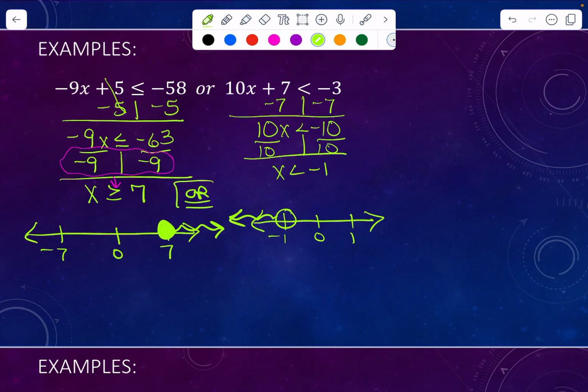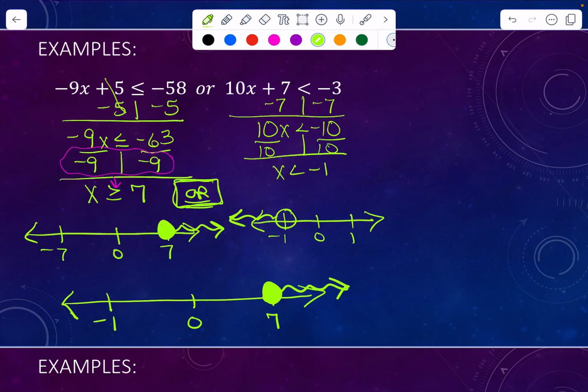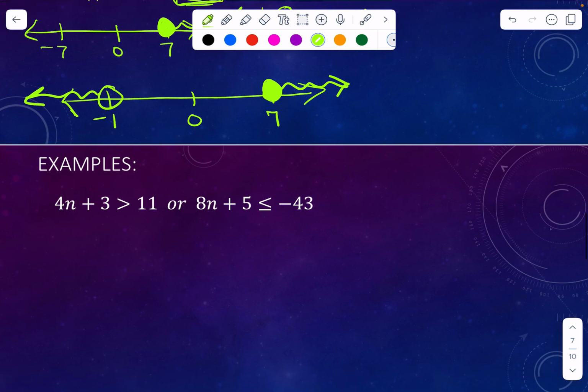So now we've already said it's an OR statement. So now I get both graphs put together. Okay, so I'm going to take both of these graphs. I've got a negative 1, I've got a 0, and a positive 7. So I'm going to do the positive 7. It'd be a closed circle, shade to the right. I'm going to do an open circle at negative 1, shade to the left. And that is our solution to that OR statement.